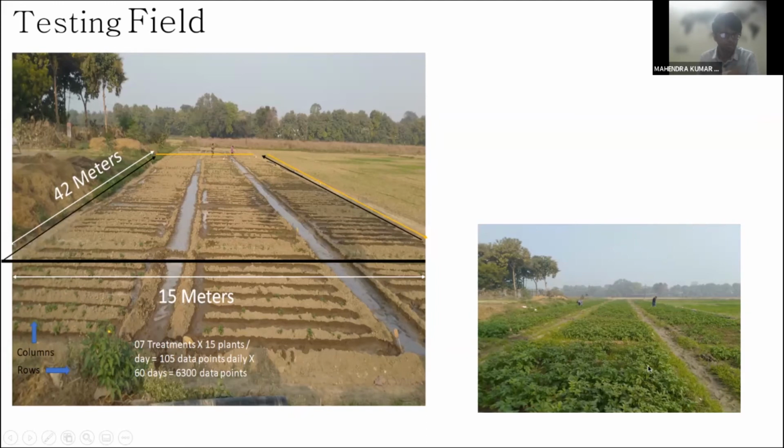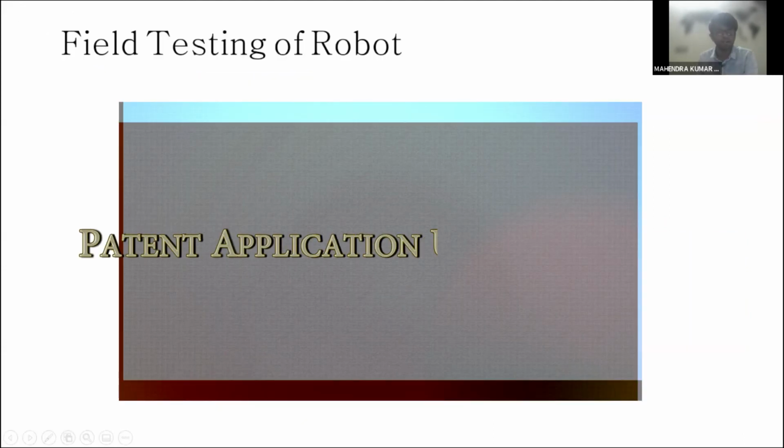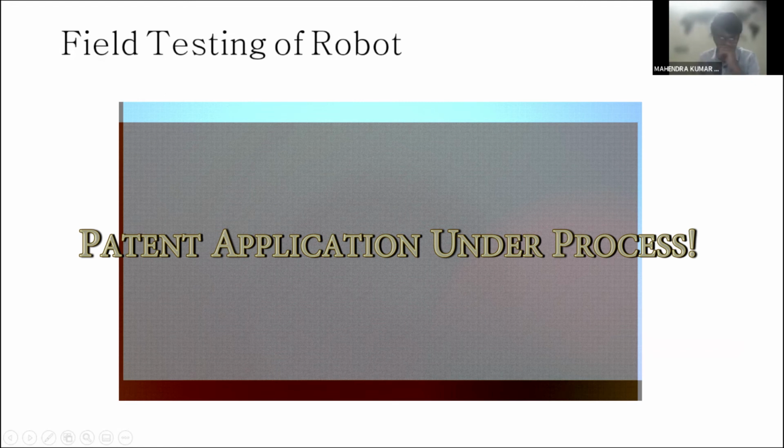Because there is no clear-cut distinction of different rows, as compared to the initial field. We have also tested our robot. We have tested the pesticide delivery system of our robot in the field.